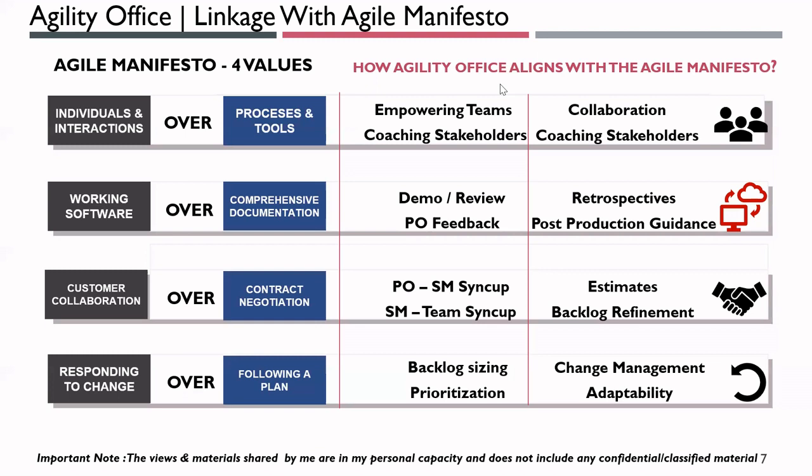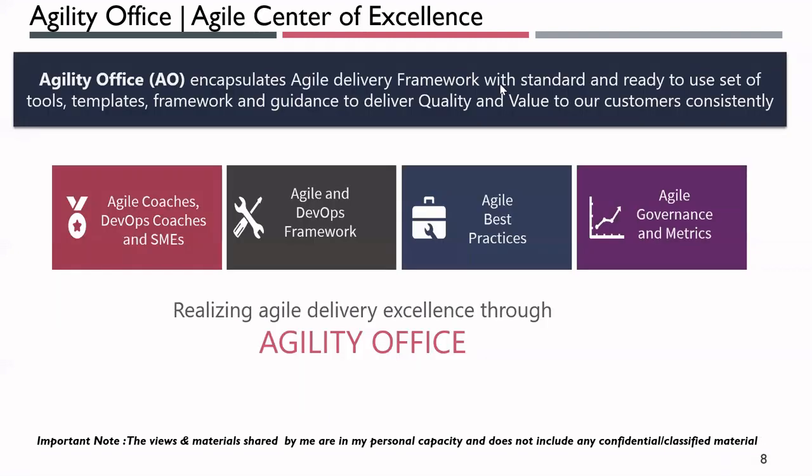And one of the structures, we didn't have a fan model there, just to let you know, what this agility office did was create DevOps coaches, agile coaches, and subject matter experts. That was one of the critical roles and responsibilities of the agility office. Any new framework to be developed, or an existing framework to be used, was done by the agility office, along with sharing best practices across teams, agile governance and metrics.